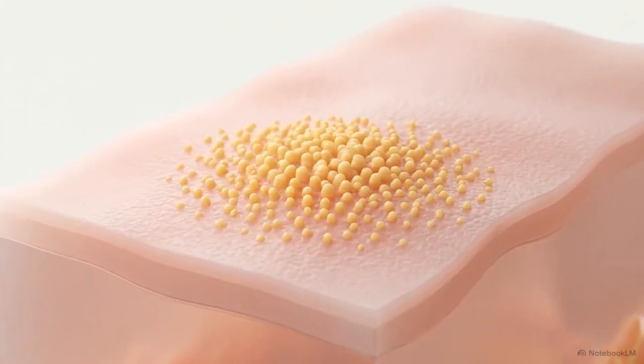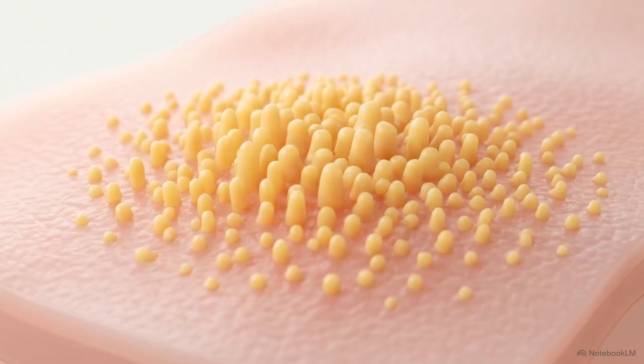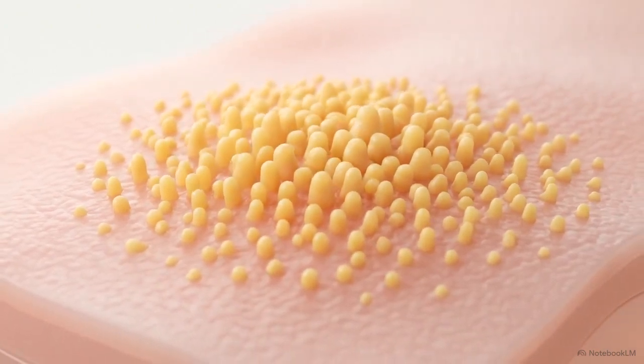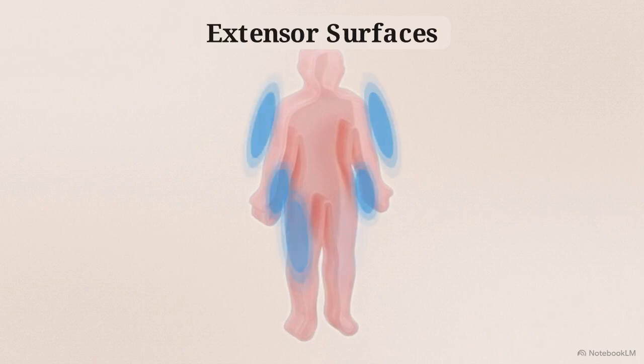Look closely at the back of an arm, thigh, or buttocks of much of the global population, and you'll find this exact landscape. Dermatologists classify these distinct, symmetrical, rigid little bumps as keratotic papules. They group together almost exclusively along the extensor surfaces of the body.